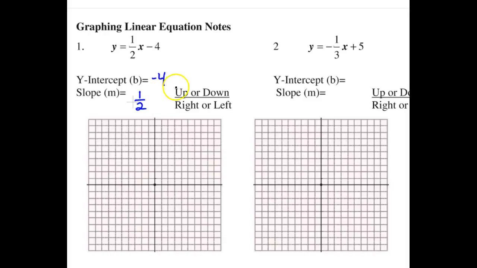So you have a slope of 1/2, and a y-intercept of -4. There we go. Okay. So we're going to go up 1 and to the right 2. That's what the slope means. Up 1 and right 2, starting at -4.